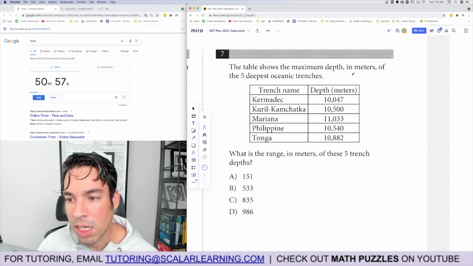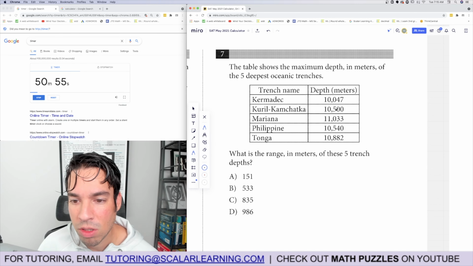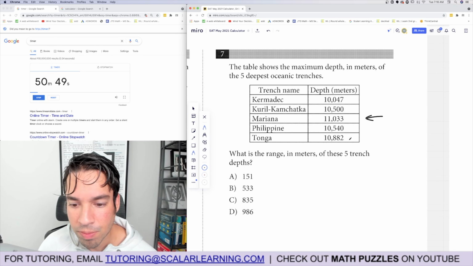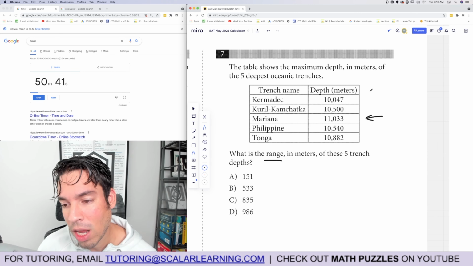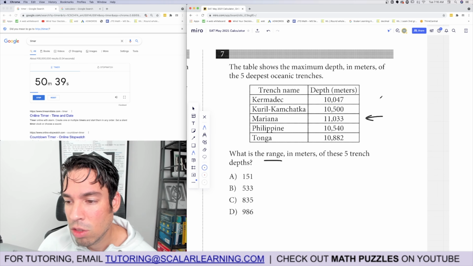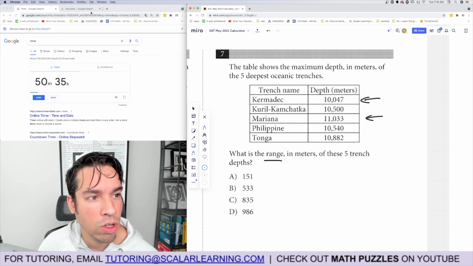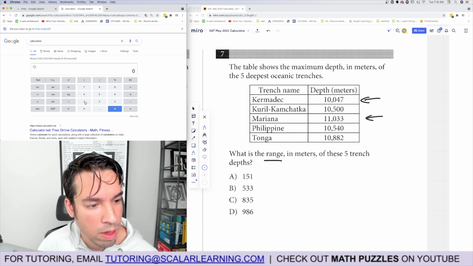The table shows the maximum depth in meters of the 5 deepest oceanic trenches. So this is the deepest right here. When they say range, it's the distance from the deepest, the biggest number, to the shallowest or the smallest number. So this would be the smallest, right? 10,047. And then let's just use our calculator here, because why not?